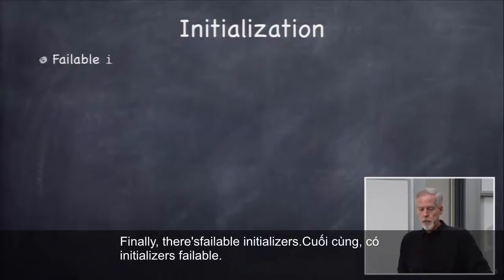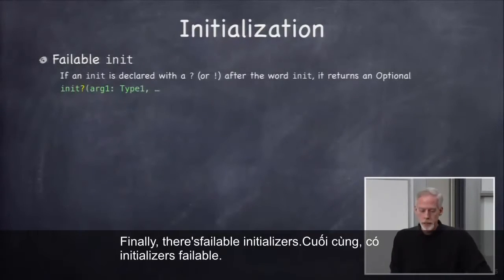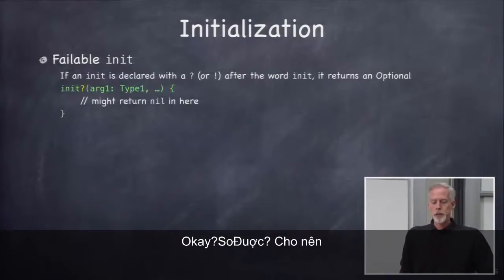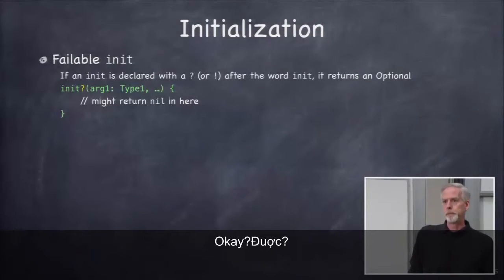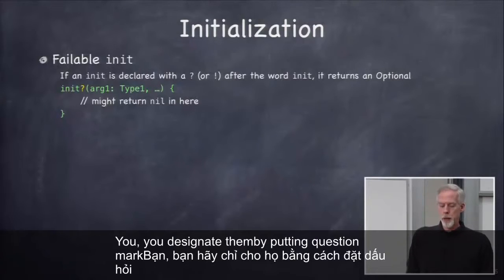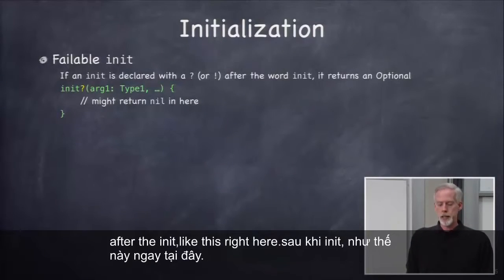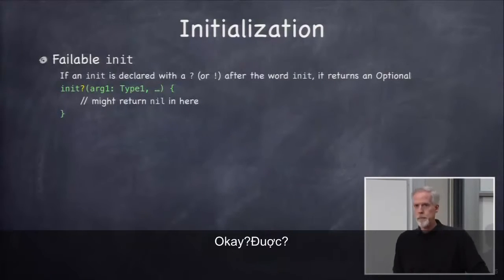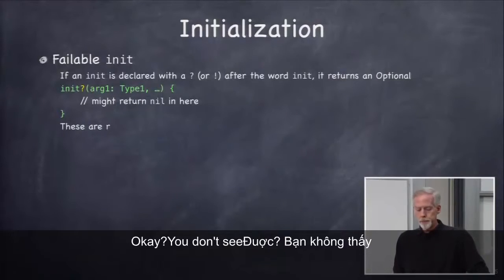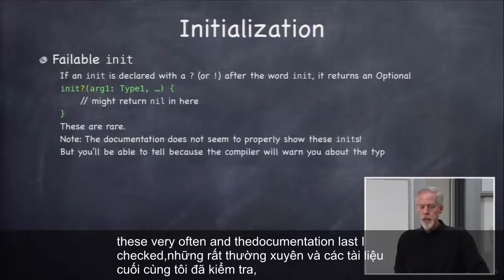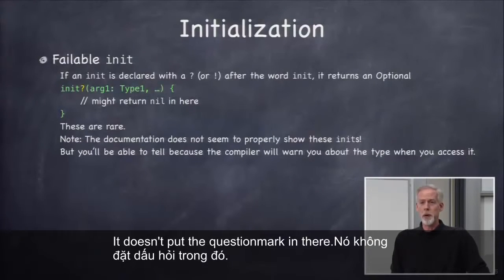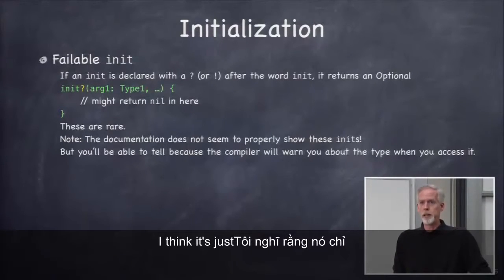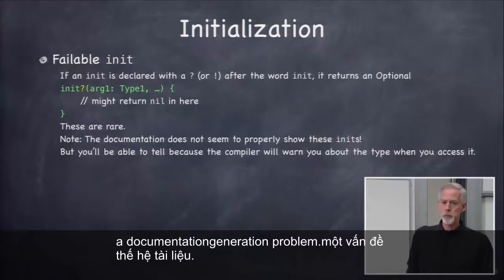Okay? Finally, there's failable initializers. Okay? So some initializers are allowed to fail and return nil. Okay? You designate them by putting a question mark after the init like this right here. Okay? Now this is pretty uncommon. You don't see this very often. And the documentation, last I checked, doesn't really show this very well. It doesn't put the question mark in there. I think it's just a documentation generation problem.